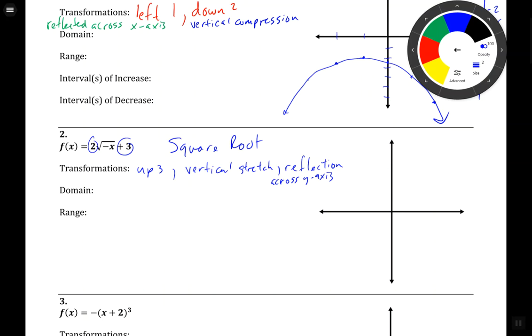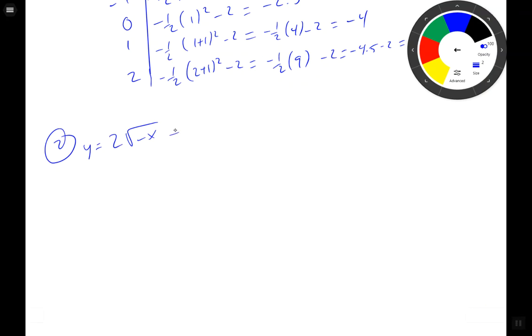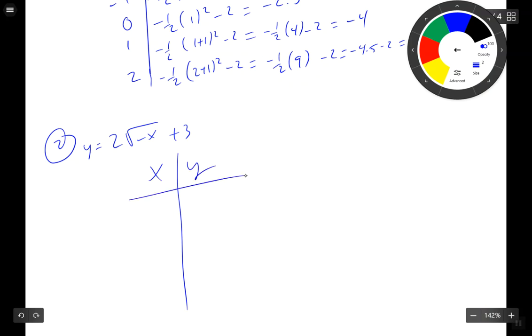Okay. So, will this one be easy to graph? I need x and y points. For number 2, my equation was y equals 2 negative square root plus 3 or minus 3. I can't remember. Plus 3, right? I'm putting in my favorite number, negative 2. So that means it's 2 square root of negative 2 plus 3.